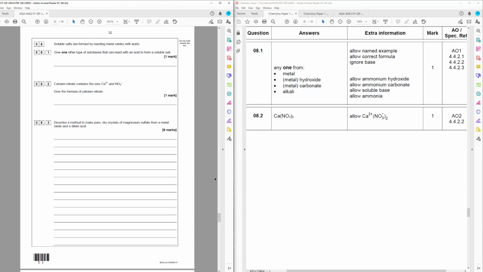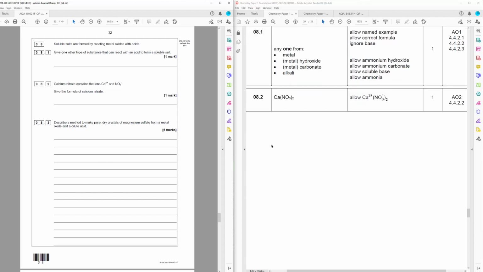For 8.2, which I think is 7.2 on your test, we've got calcium has got 2 positive charges and the nitrate ion has got 1 minus charge. So to balance it out, we're going to need 2 of those nitrate ions. And because they come in sort of like packets with a nitrogen and 3 oxygens, what we do to distinguish that there's 2 around it is you put a bracket around the NO3, and then you put the little subscript 2 next to it. So it tells us we have 1 calcium and 2 nitrate ions.